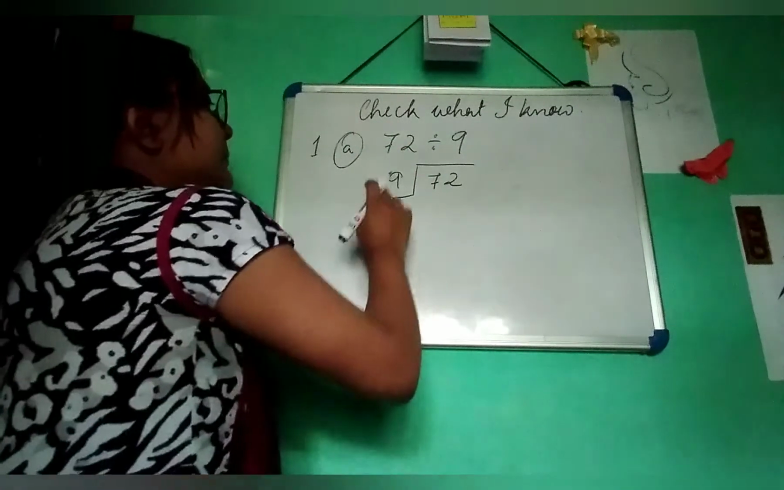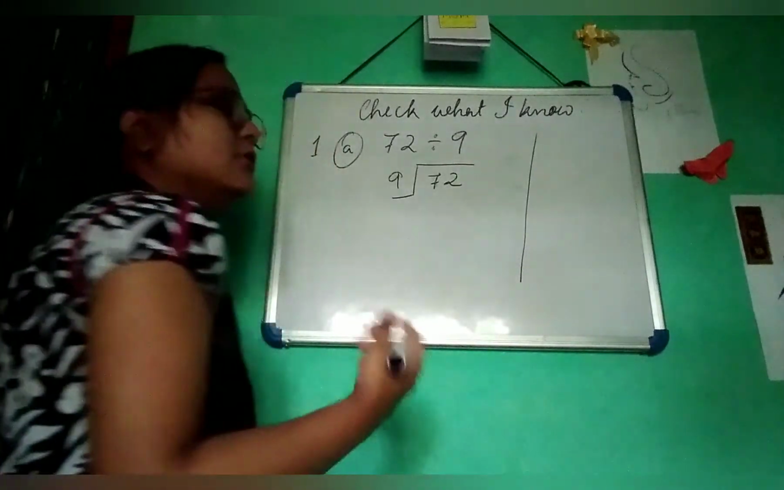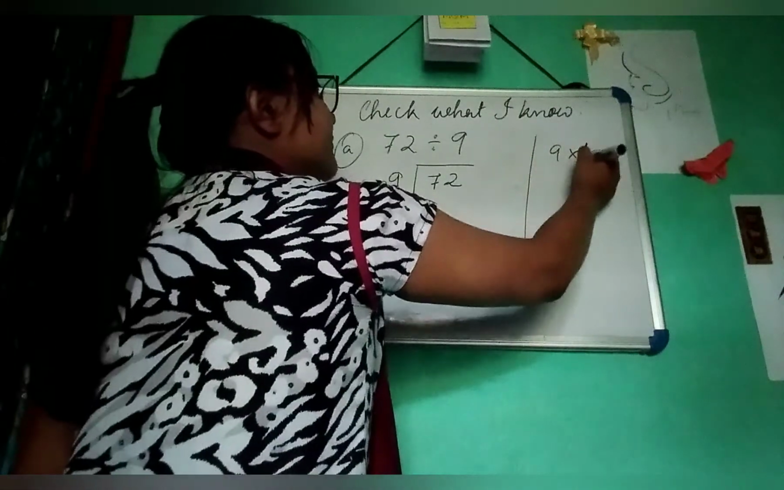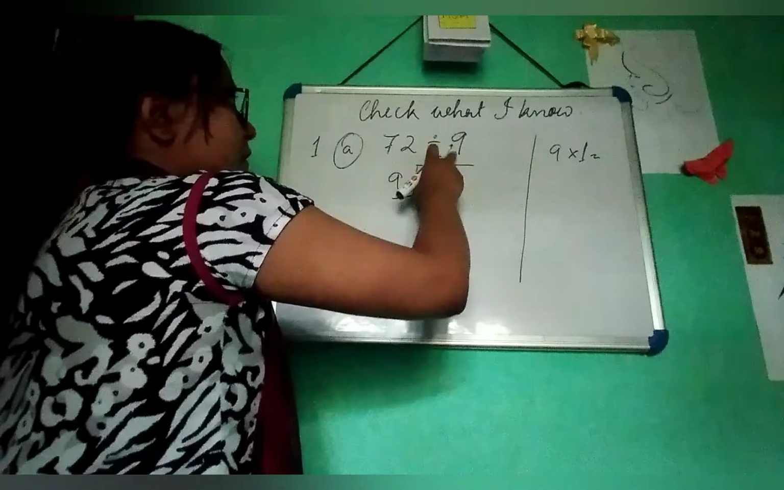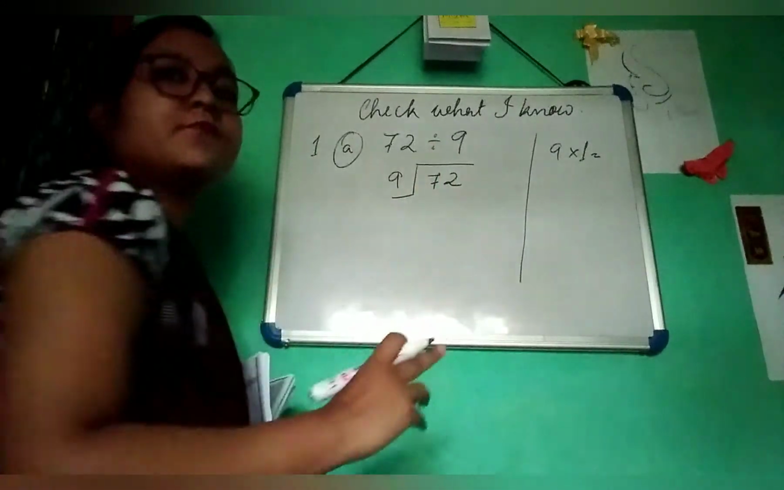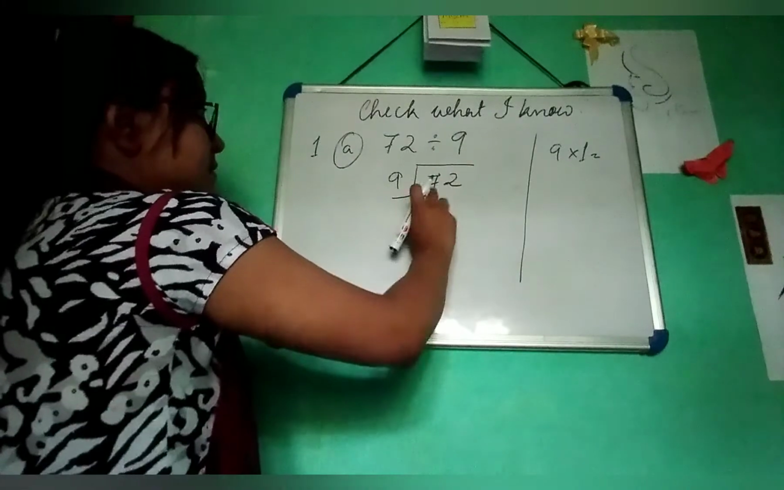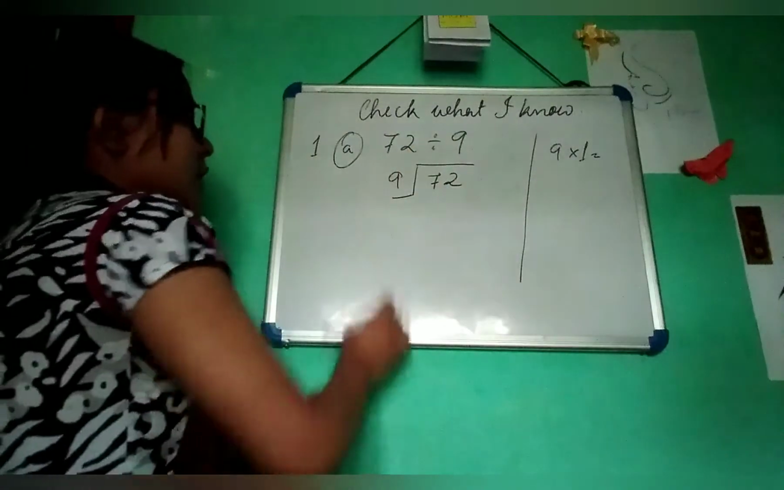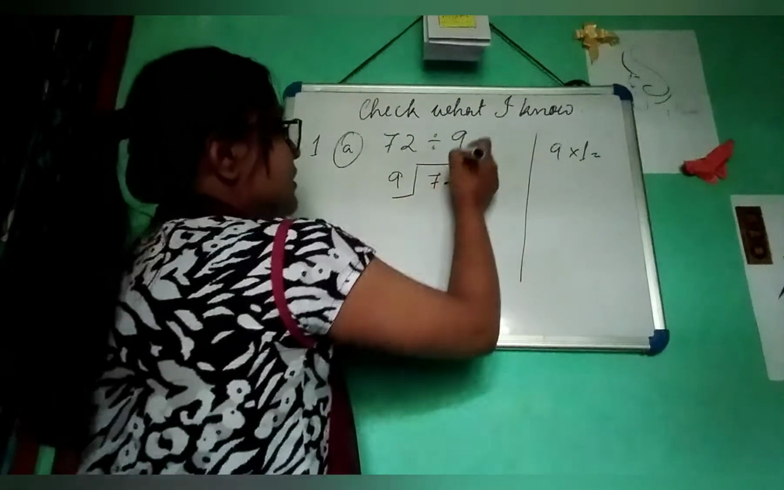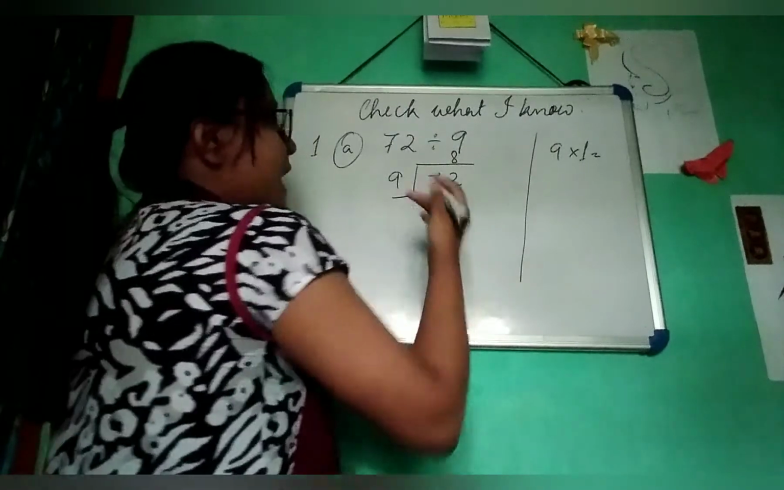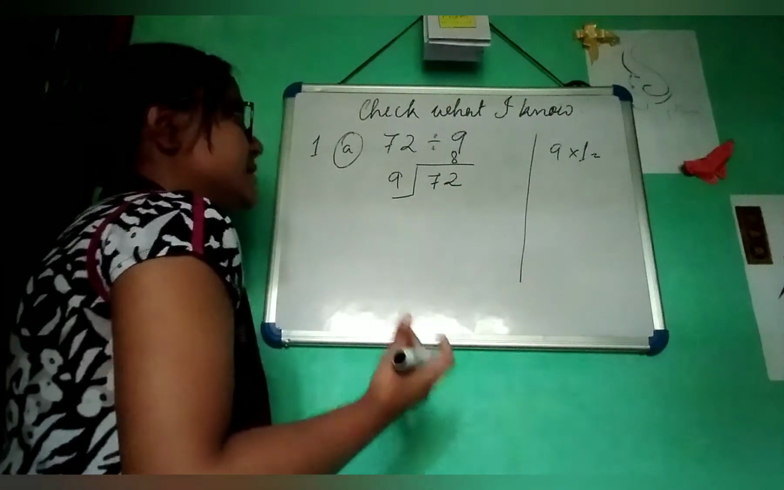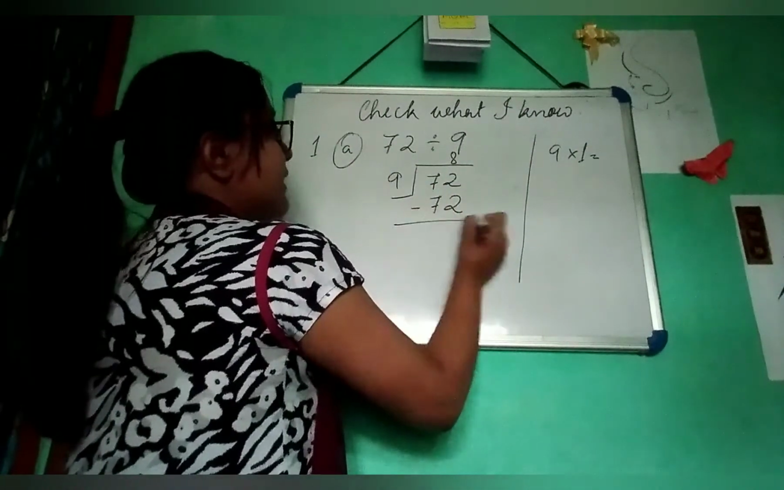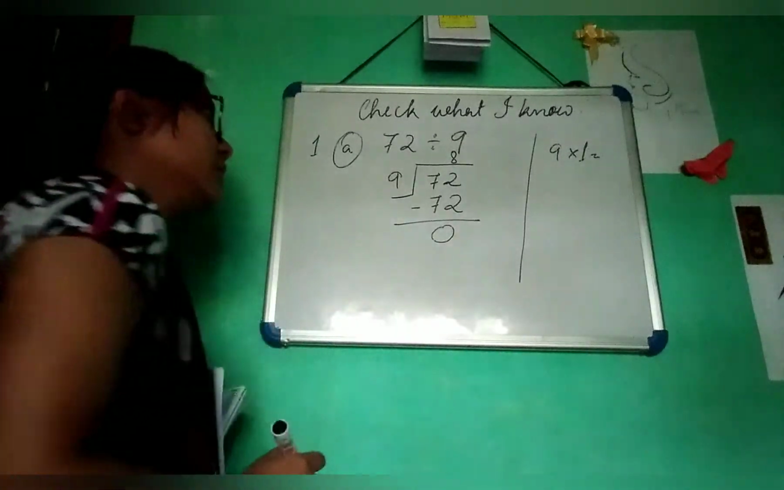Now you need to remember the table. 9 ones are 9, 9 twos are 18, 9 threes are 27, as I know it, you should know it. Whatever you put here should be smaller than or equal to this, and it will be multiplied with 9. So 9 into what is 72? 9 sevens are 63, so 9 eights are 72. If you subtract, you get 0. So the remainder we have got is 0.